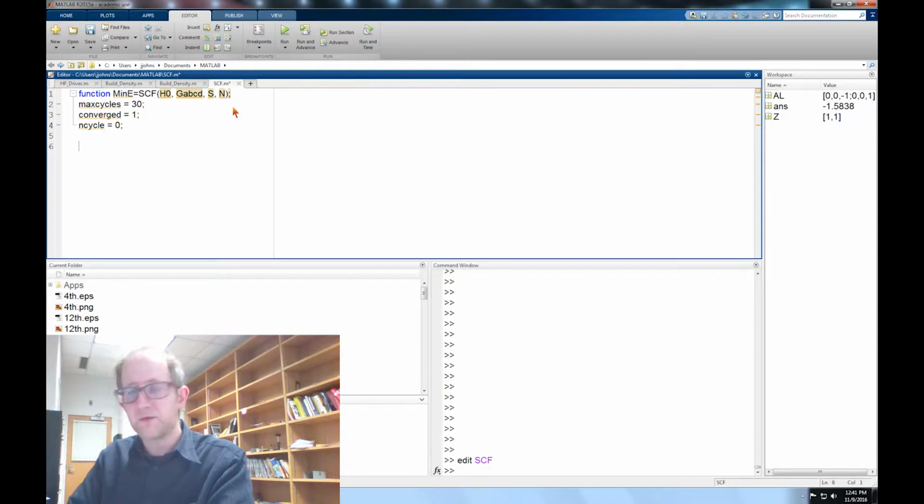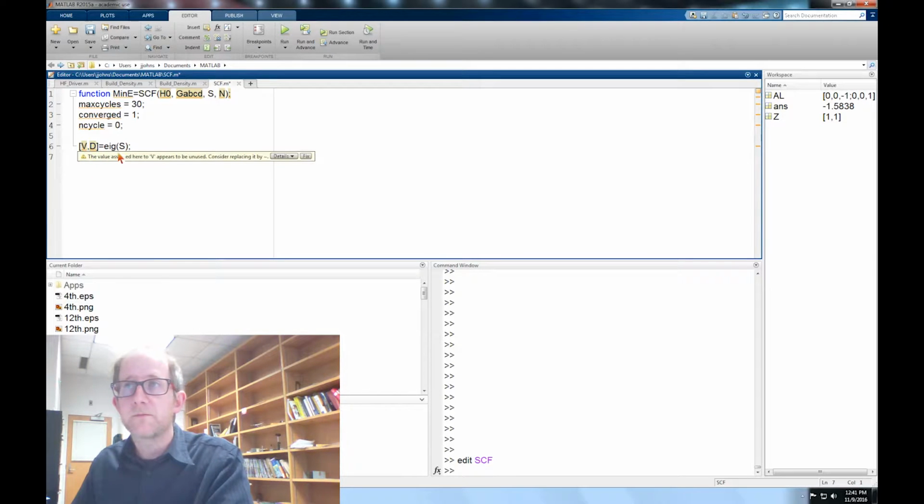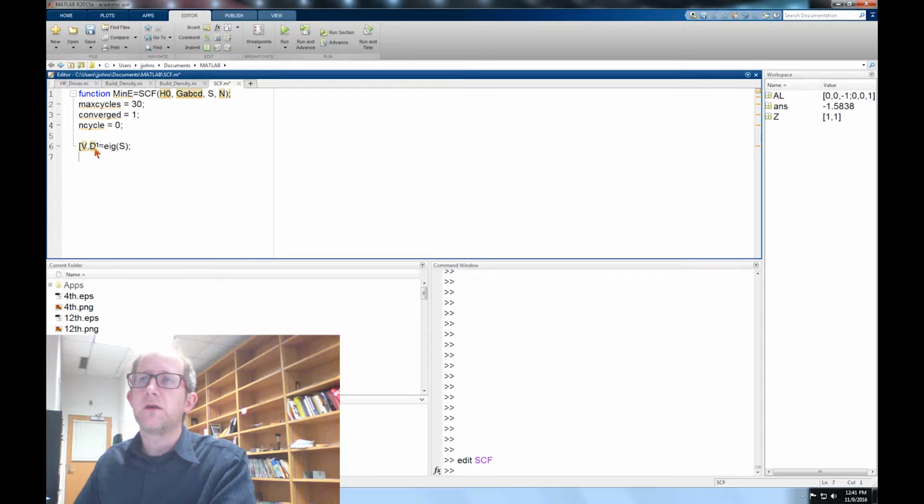Okay, so our first step was that we needed the eigenvalues and eigenvectors of the overlap matrix. The way that we're going to do that is to use the built-in MATLAB function eig. This is going to return two things: a matrix V where each column will be an eigenvector of S, and D will be a diagonal matrix where each element along the diagonal will be an eigenvalue, and the nth diagonal element will be the eigenvalue for the nth column vector of V. So just a little bit of notational bookkeeping there, nothing too urgent.